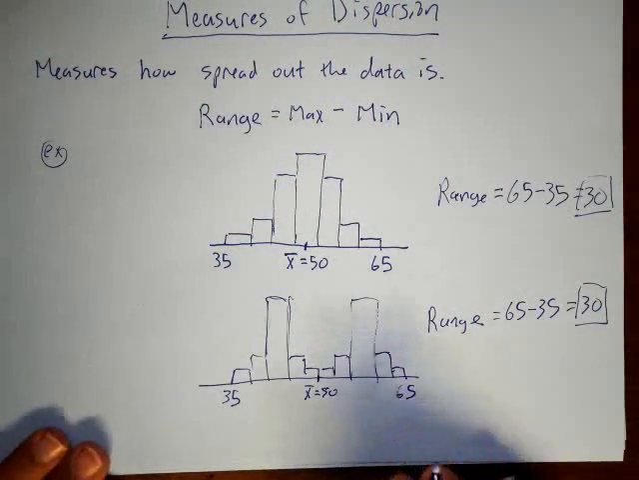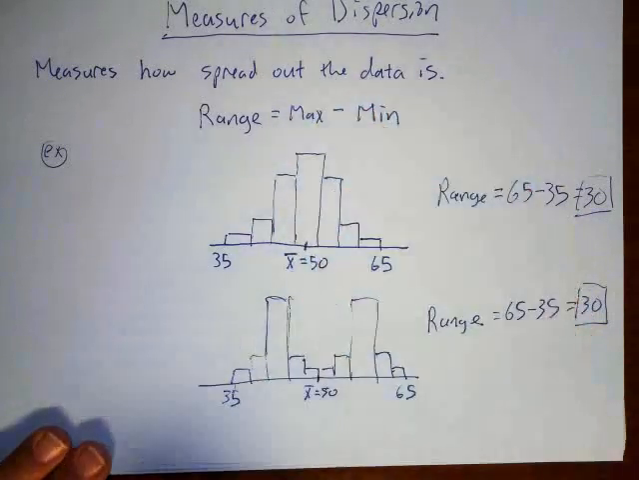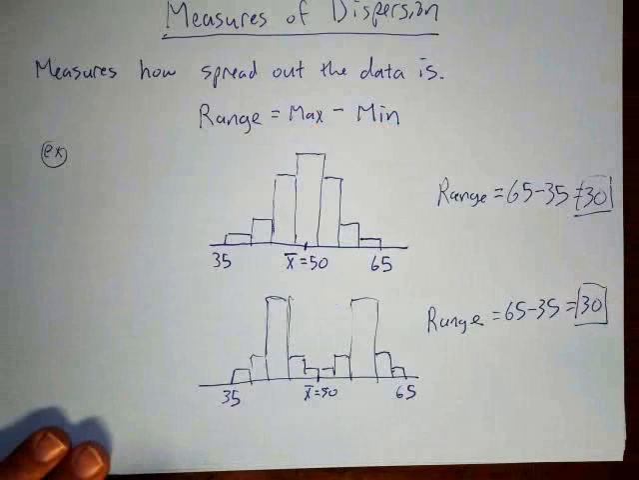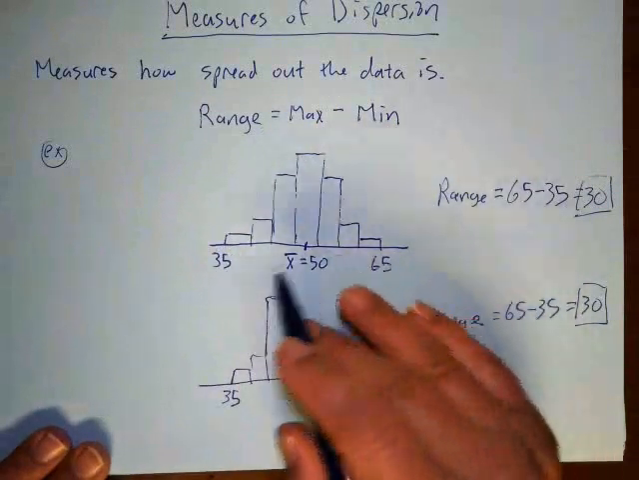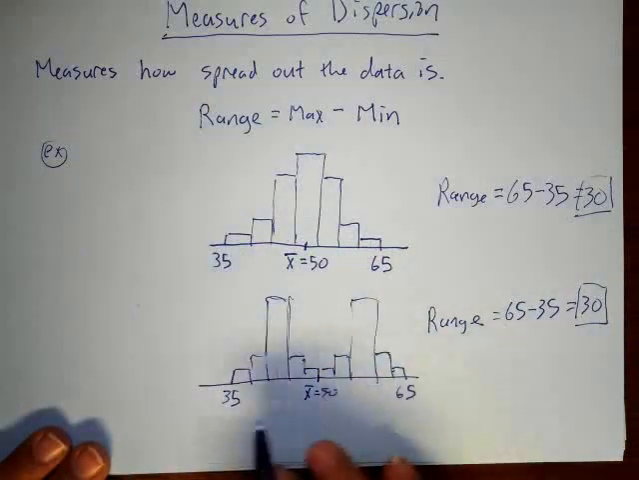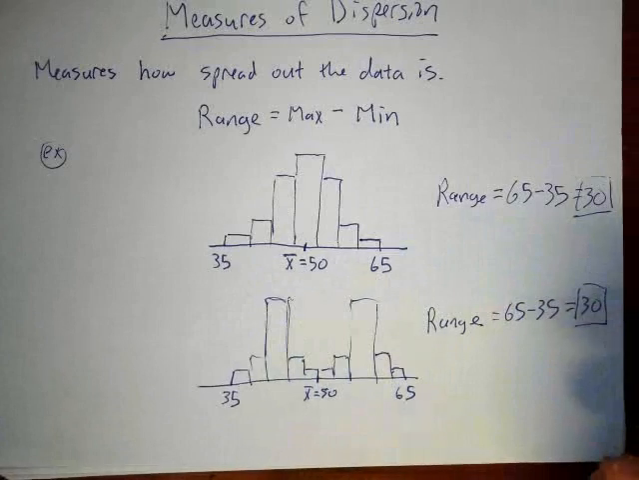Well, the problem, if you think about this, is that the range only takes into account two values in the data set, the minimum value and the maximum value. As long as those two values are the same distance apart, you're going to get the same range. All the other values in the data set could be doing something else.